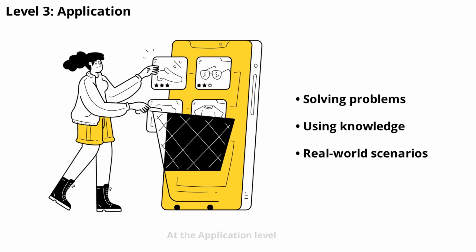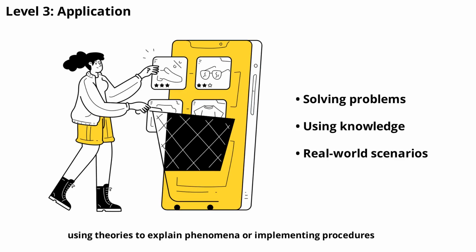At the application level, learners use their knowledge and understanding to solve problems or carry out tasks in new situations. This could involve applying formulas to real-world scenarios, using theories to explain phenomena, or implementing procedures. Application bridges the gap between theory and practice.